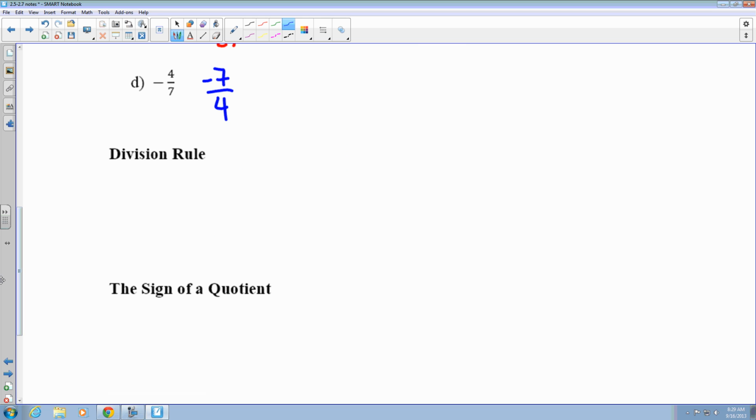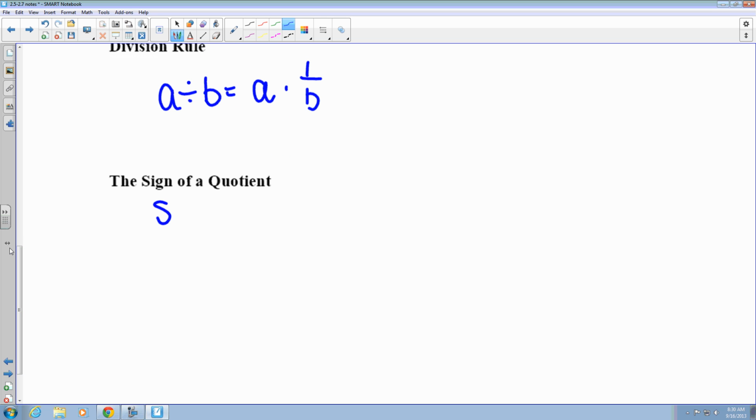So the division rule. When we're trying to do A divided by B, we just need to do A times 1 over B. Because multiplying by 1 over whatever number we're dividing by is the same thing, it's just straight division.